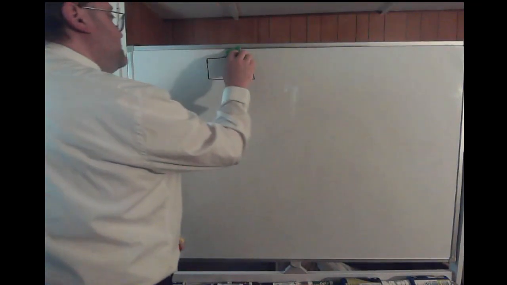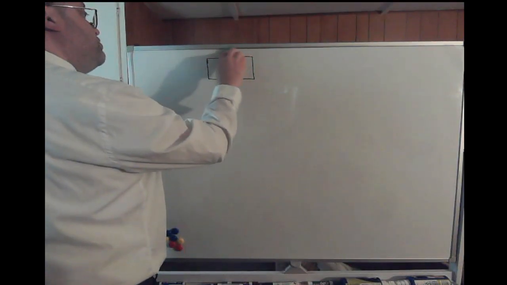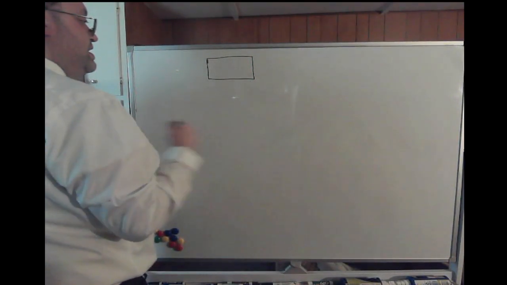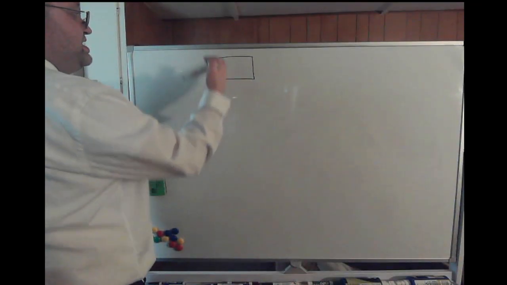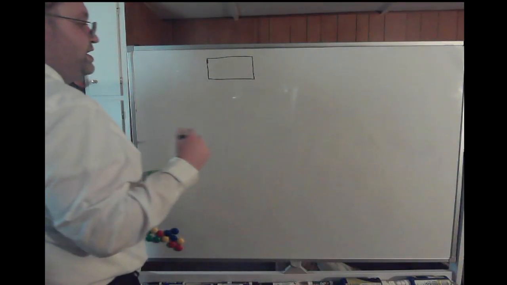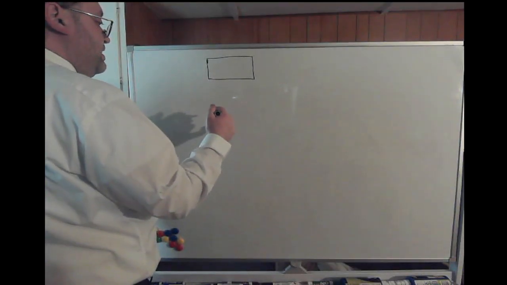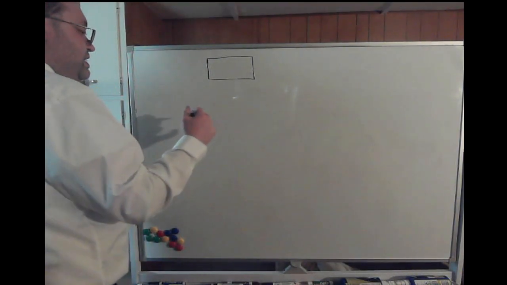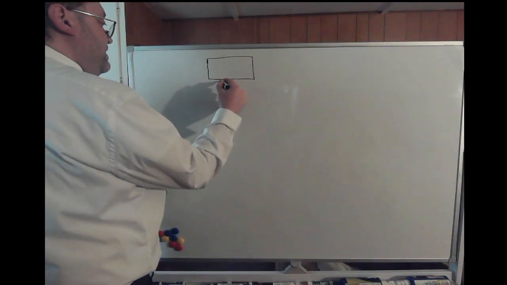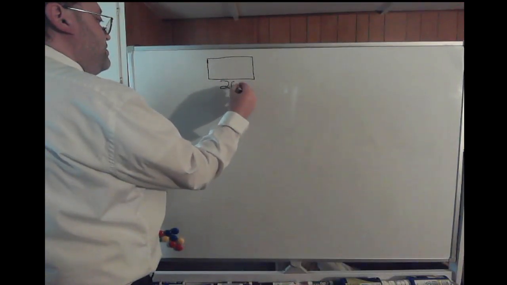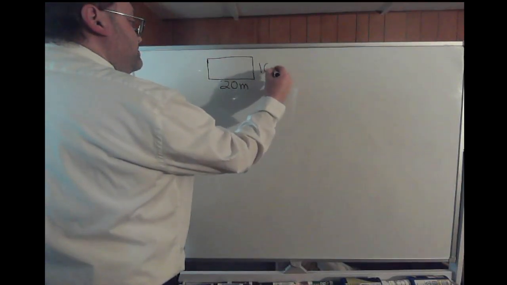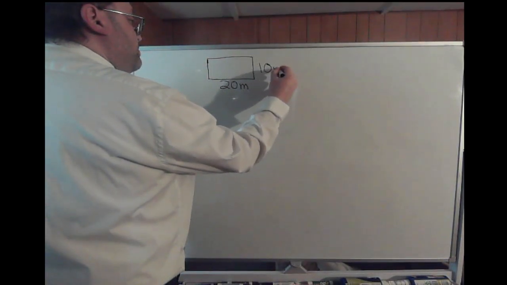Now that we've established what the length is in a rectangle and what the width is, of course, the bottom and the top are your length, the left and right sides are your width in a rectangle. Now, let's say we decide that the length would be 20 meters, and the width would be 10 meters.